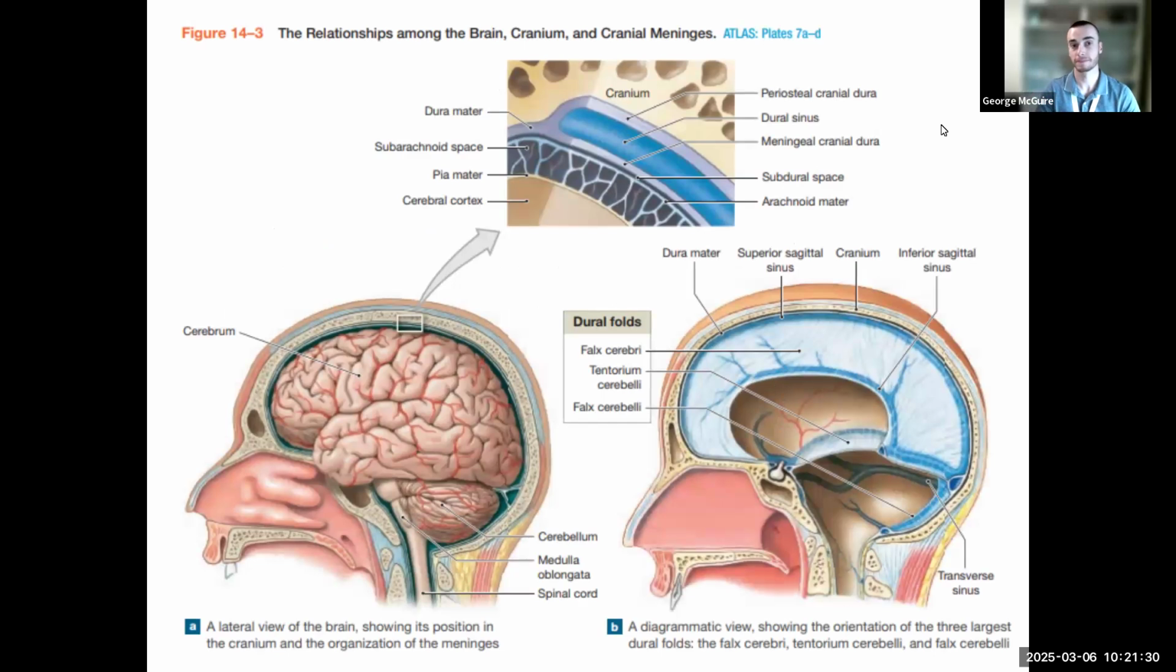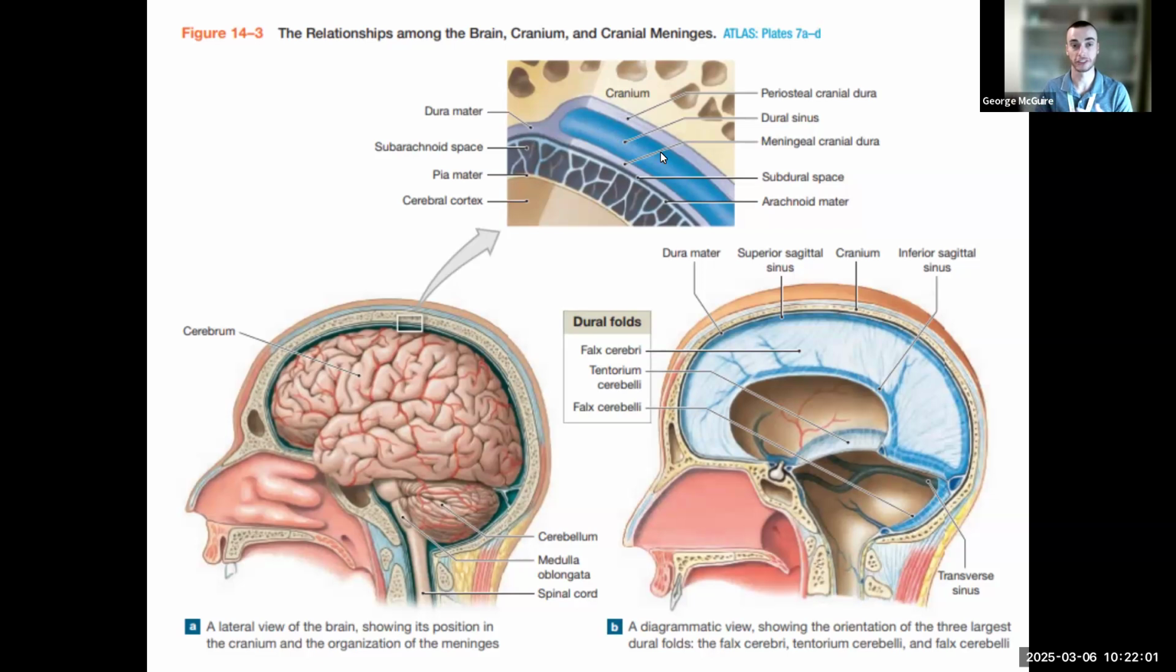But our dura mater for the brain is slightly different than how it was with the spinal cord. The dura mater is composed of two layers. We have the periosteal cranial dura, which is directly adhered to the bones of the skull. And then we have this meningeal cranial dura, which is technically separate in lots of regions around the skull. They're going to be fused together, essentially the same connective tissue structure. But in some regions, they can separate, and that creates a dural sinus.